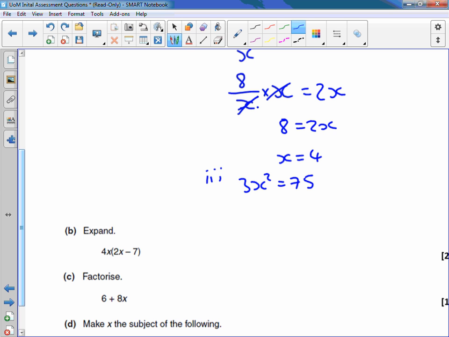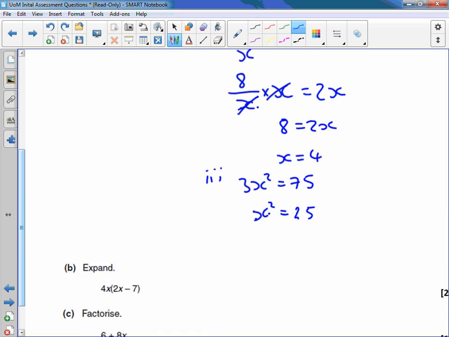Okay, so again, I want to have just a plain old x on my left-hand side, and all my coefficients and constants got rid of onto the right-hand side. So, get my x squared on its lonesome. Firstly, I'm going to divide by 3. So, I'm going to have x squared, since 3 divided by 3 is 1, is equal to 75 divided by 3 is 25. Okay, so x squared is 25.